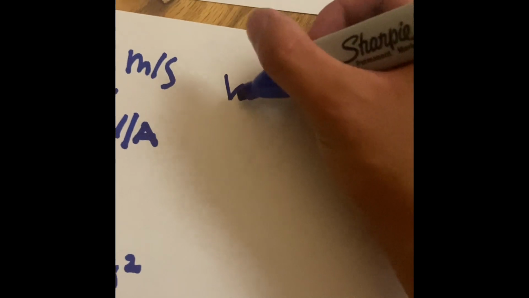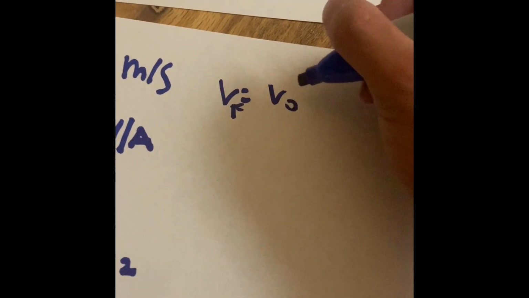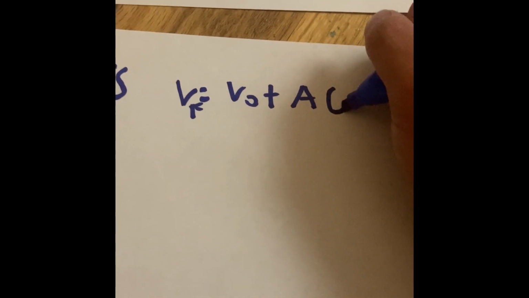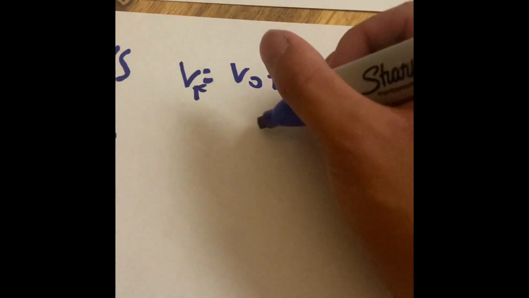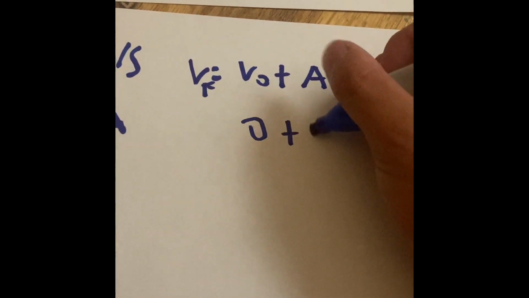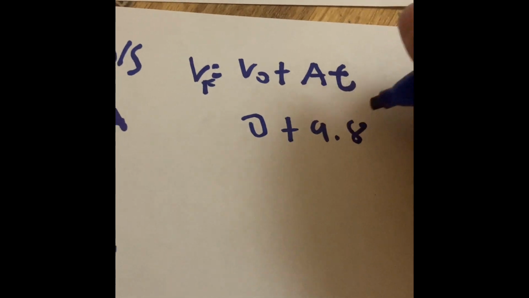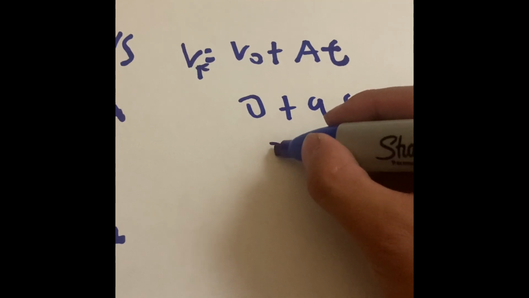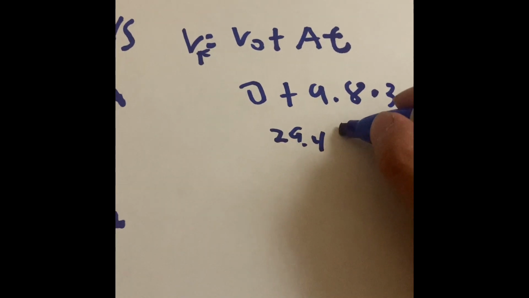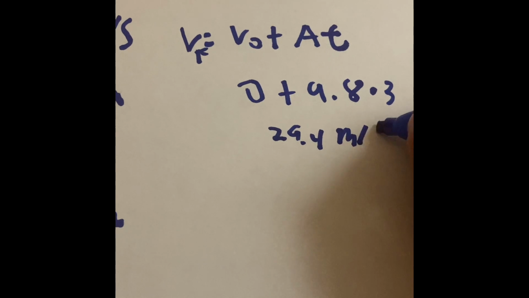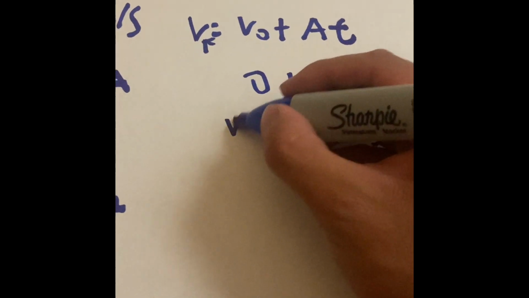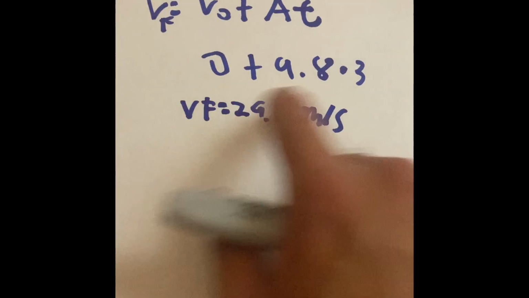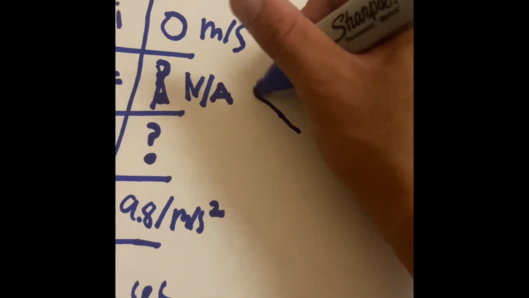V equals, or final velocity, is going to equal initial, then we have to add that by our acceleration multiplied by our time. So when we do that, we get 0 plus 9.8, then we have to multiply by 3. When we do that, we get an answer of 29.4 meters per second. But that is a big problem, because even though we found the final velocity, that does not cover the distance.